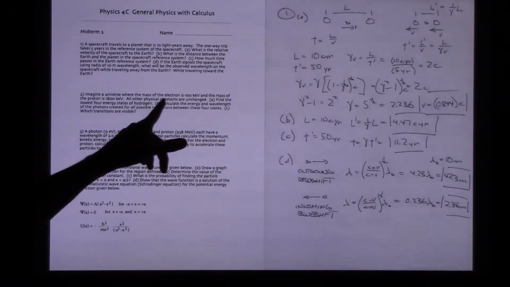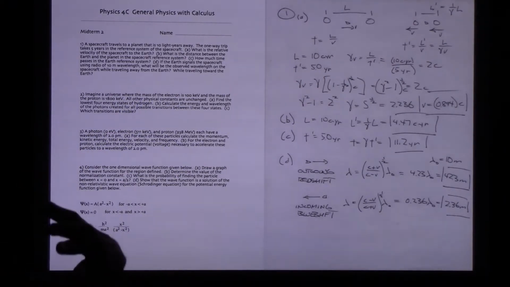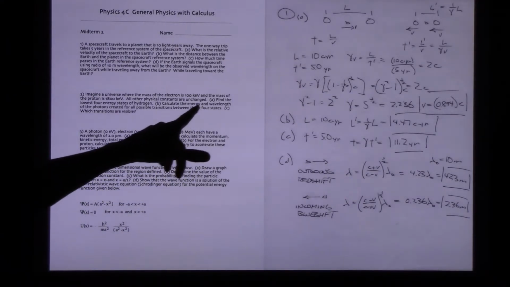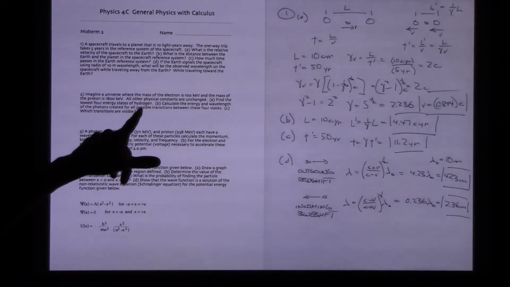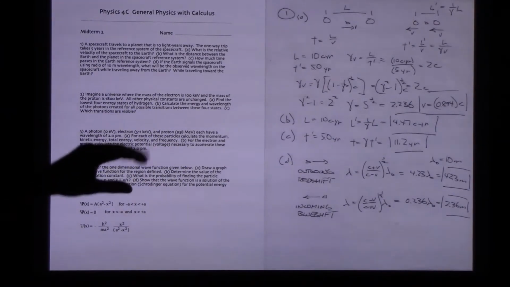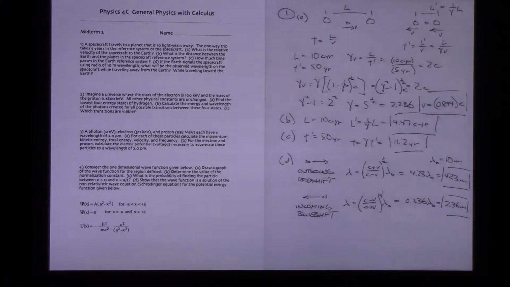Now, all the other physical constants we're going to say are kept the same. Gravity works the same way. Electric forces work the same way. It says find the 4 lowest energy states of hydrogen and then start calculating energy and wavelengths of photons that would be generated in electron transitions in hydrogen.